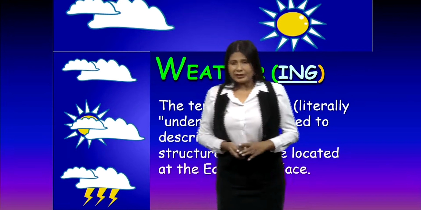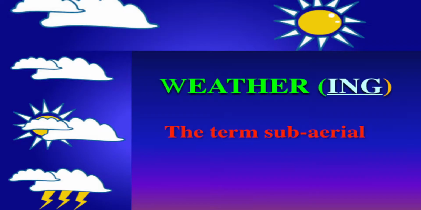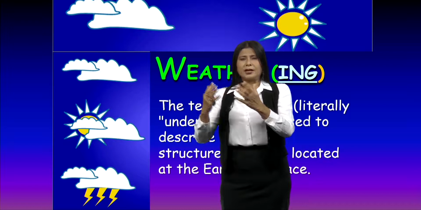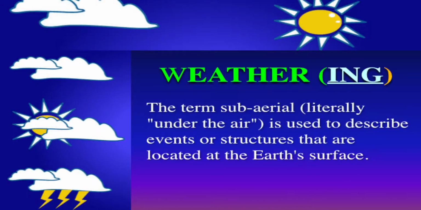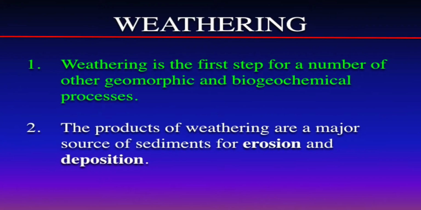So, now let us define the term weathering. The term subaerial: aerial means air, sub means below, that means something which is on the surface of the earth. The term subaerial, literally under the air, is used to describe events or structures that are located at or near the surface. Weathering is the first step for a number of other geomorphic and biogeochemical processes. The products of weathering are a major source of sediments for erosion and deposition.